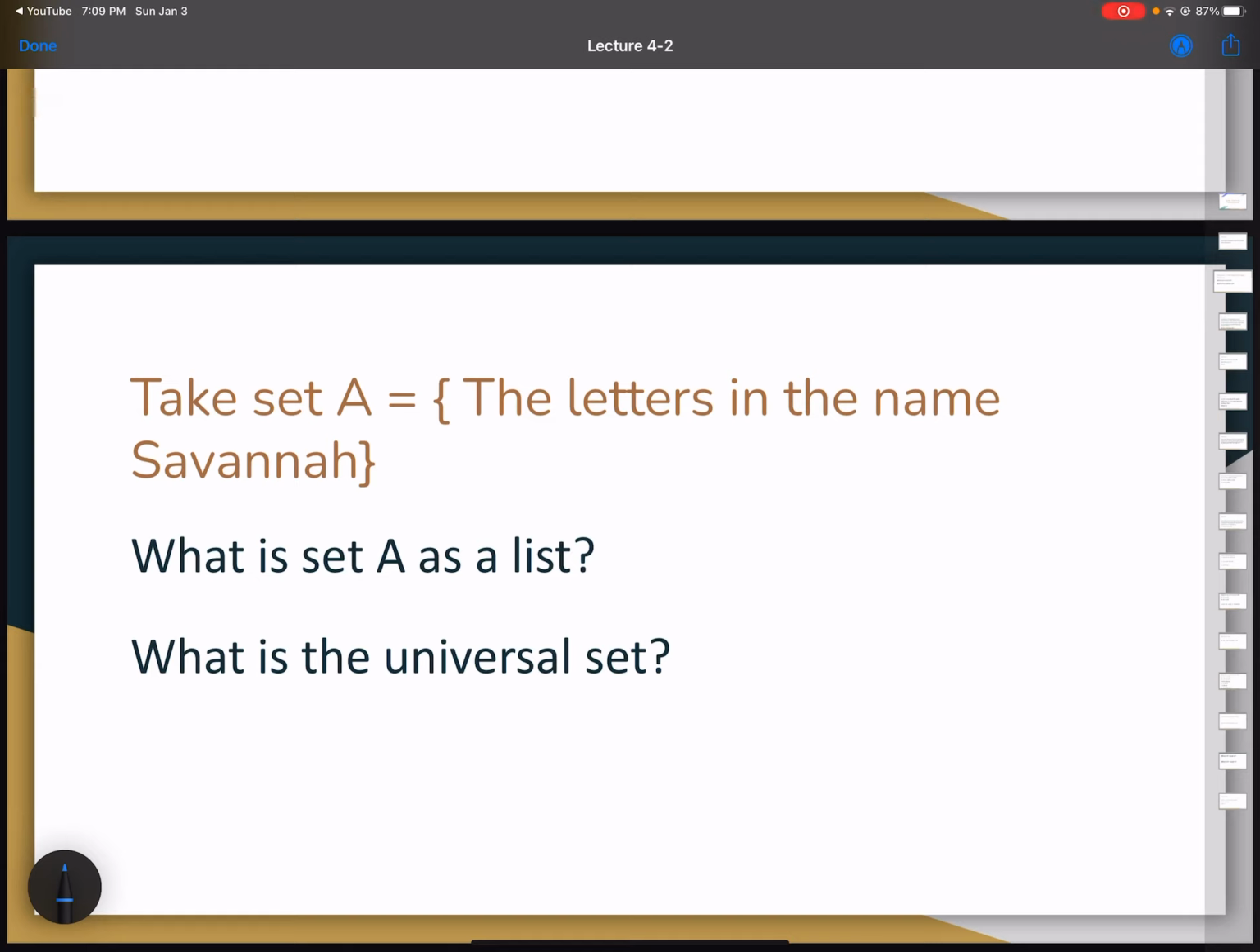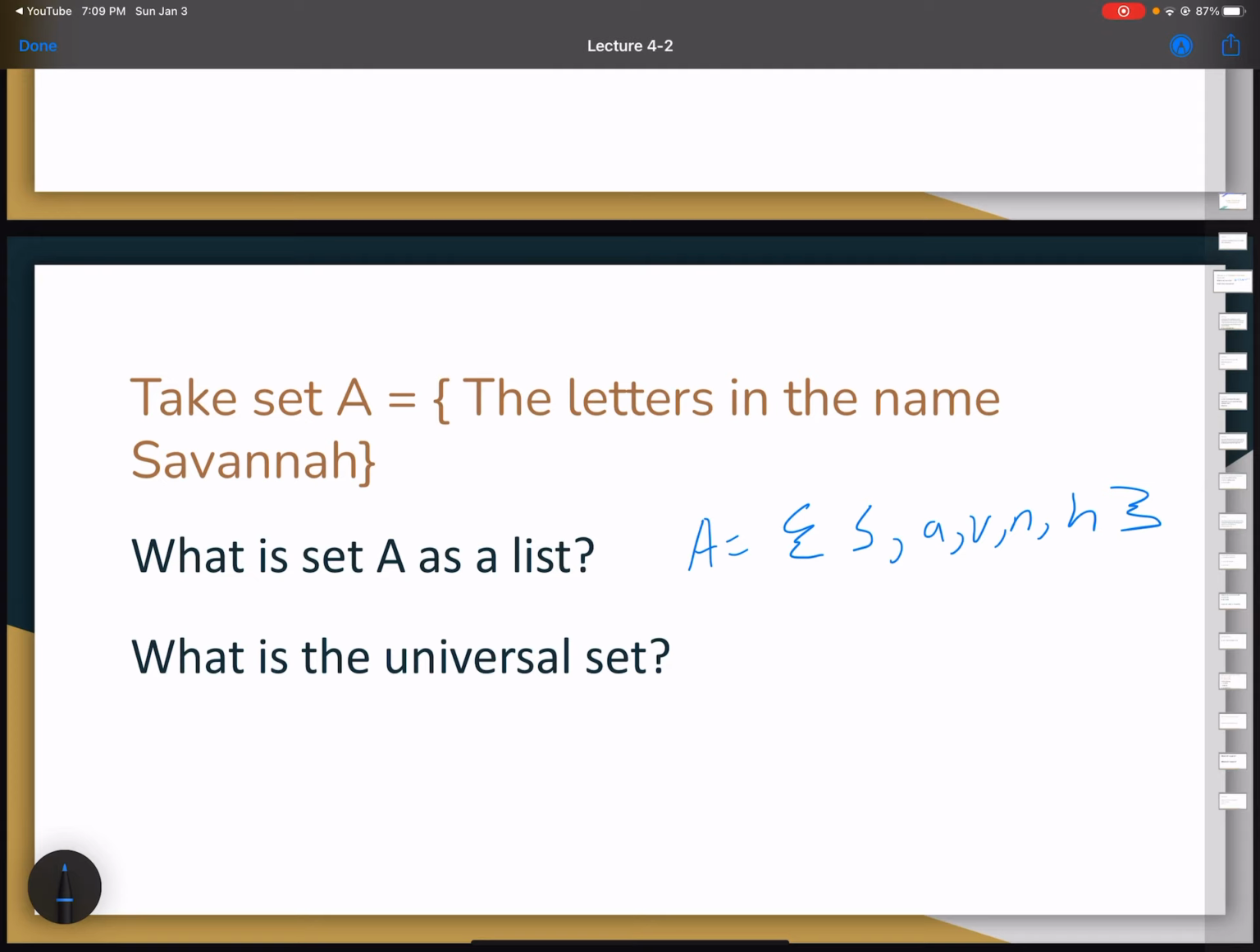So our first example says, take set A, the letters in the name Savannah. What is set A? Well, A is going to be a set, so we use our curly brackets, and it's just all the letters in Savannah's name. So it's an S, an A, a V, an N, an H. No doubles because they would be redundant, and this is what we have. These are all of the letters in Savannah's name.